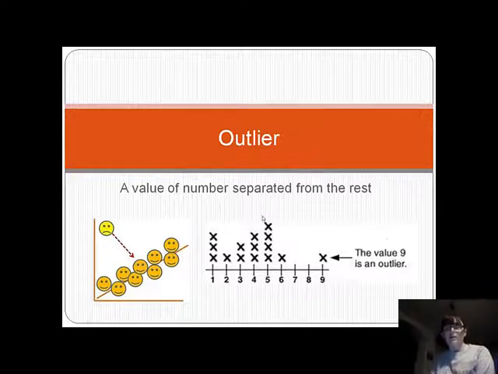This is what it would look like on an actual line plot. You have all the numbers over here, basically 1 through 6. All the x's are on that line, and then you have one little x way over here on 9. So that value of 9 is an outlier. So that's the only vocab that you really need to know for this section of the chapter.